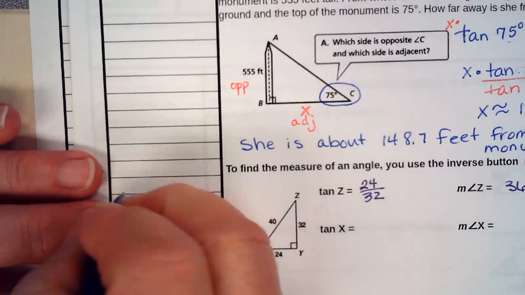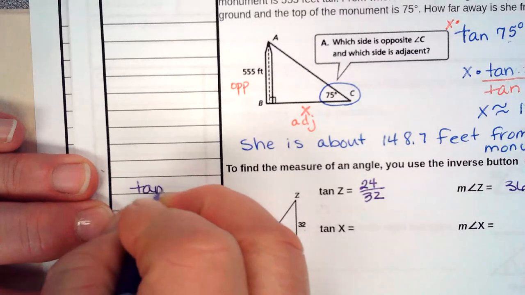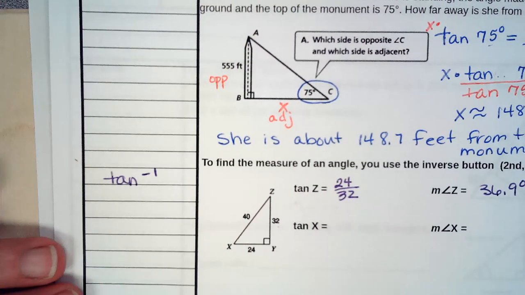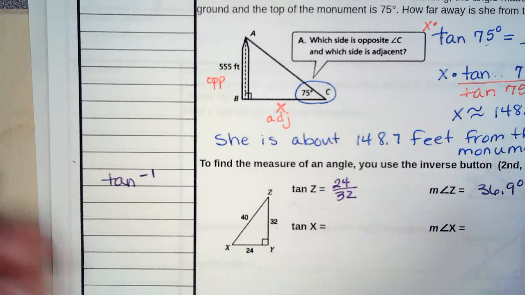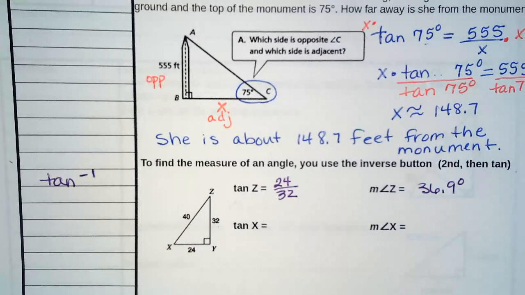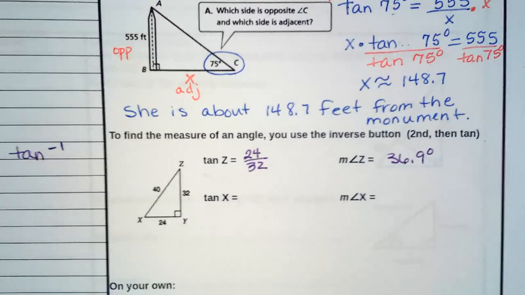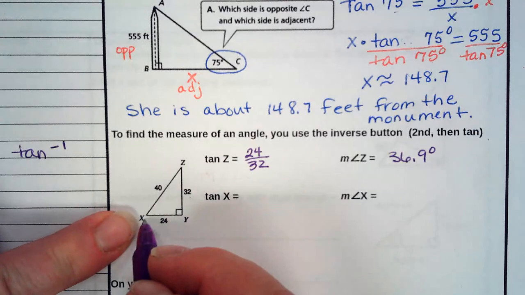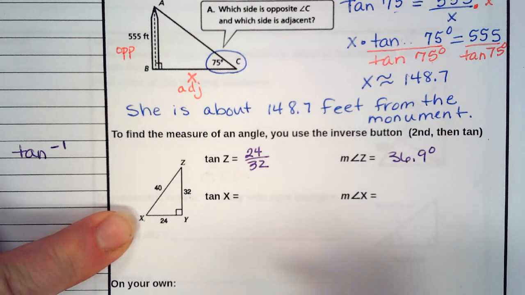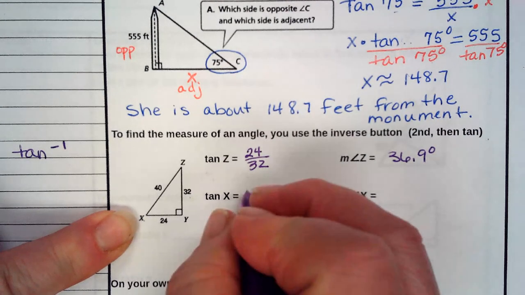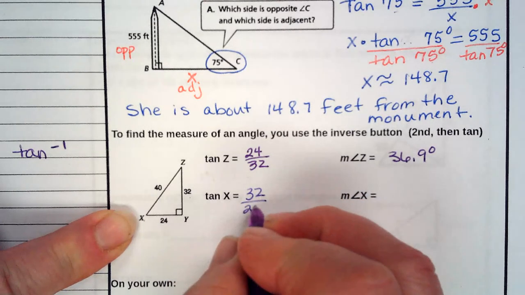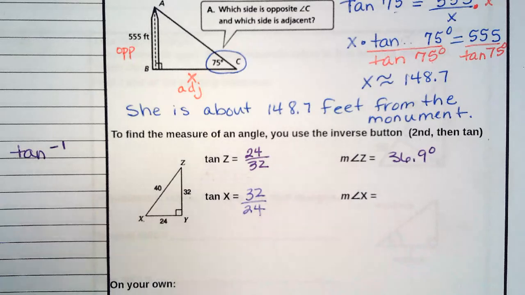Remember, you use the tangent to the -1 power. Second, then tangent. Okay, what about the next one? If I'm looking from X, what is my opposite side? 32. What is my adjacent side? 24. Second tangent.